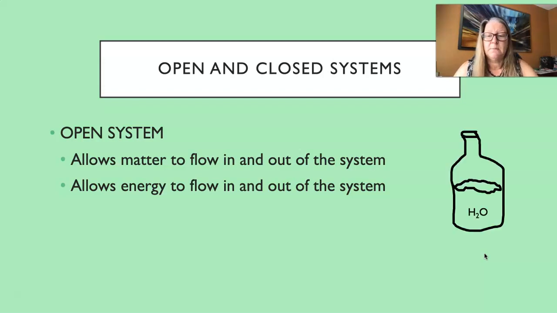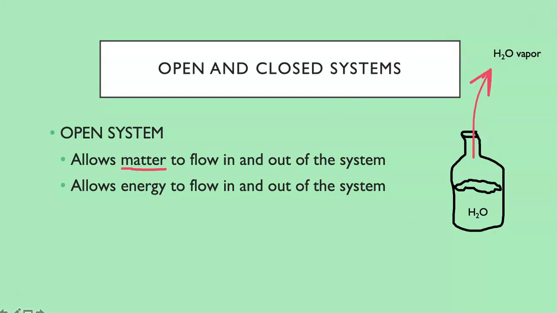So here's my beautifully designed bottle of water, and it's open. So matter can flow out, and things could flow in like dust, matter, material, in and out of the system. And then energy can flow in and out of the system. For example, if that water is really hot, heat will transfer by conduction through the bottle's side out to the environment. On the other hand, if it's ice water, then heat will travel from the environment into the water. Heat always goes from hot to cold. And that's an open system.